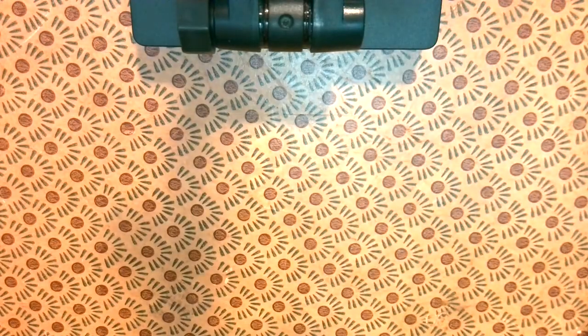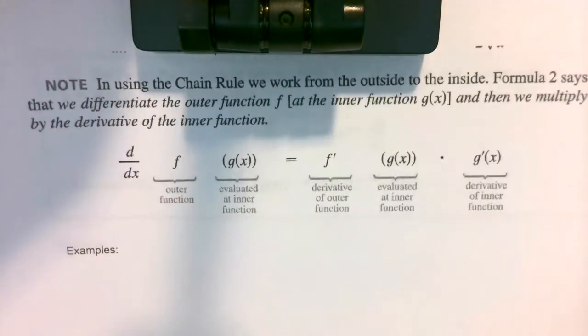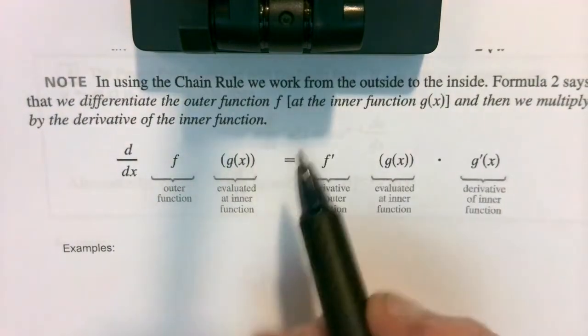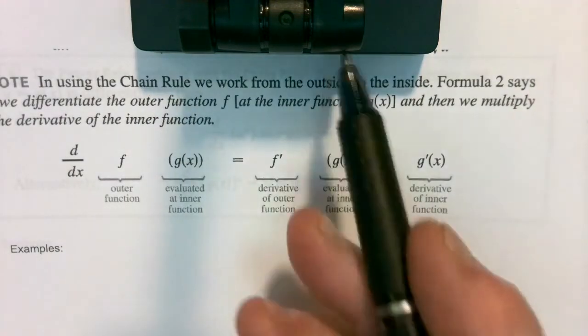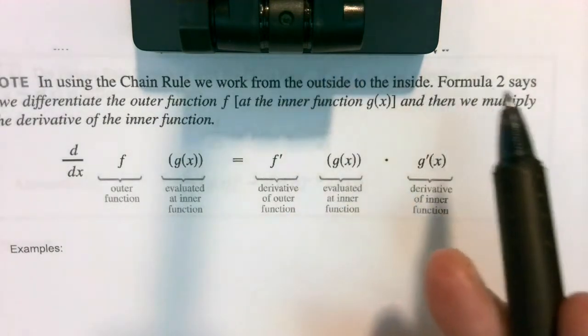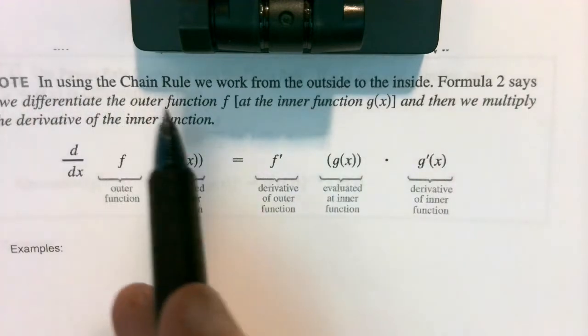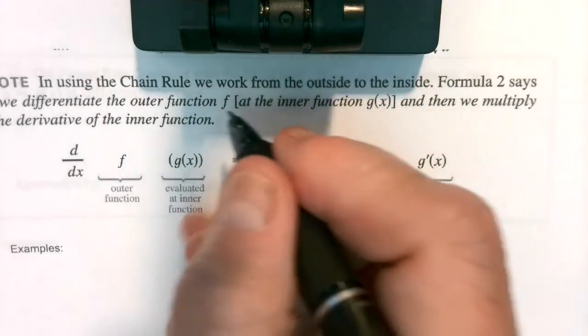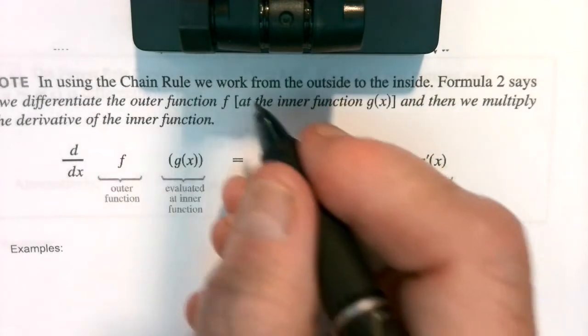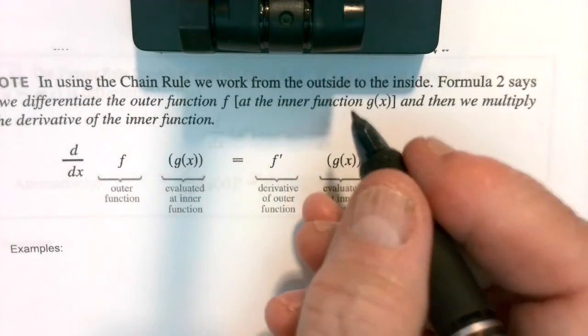And this is just another page that is explaining about it, and then we'll do an example. So, in using the chain rule, we work from the outside to the inside. Formula 2 says we differentiate the outer function at the inner function. So in other words, we still have it evaluated at the inner function.